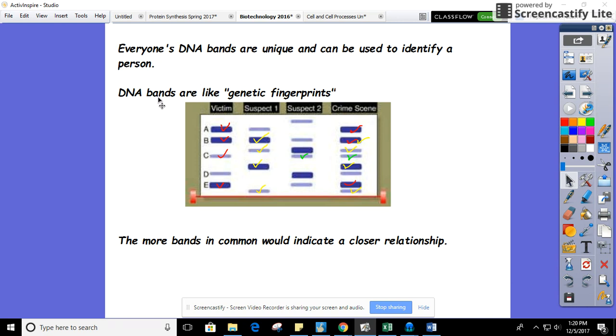So in this case, we have DNA bands. They're like genetic fingerprints. We have a victim, we have suspect 1, suspect 2, and then we have the crime scene. So of course, the victim's DNA is going to be found at the crime scene. Then we can also see if there's anything in common at the crime scene with either suspect 1 or suspect 2. So it's looking like suspect 1 was also at the crime scene. The more bands in common would indicate a closer relationship.